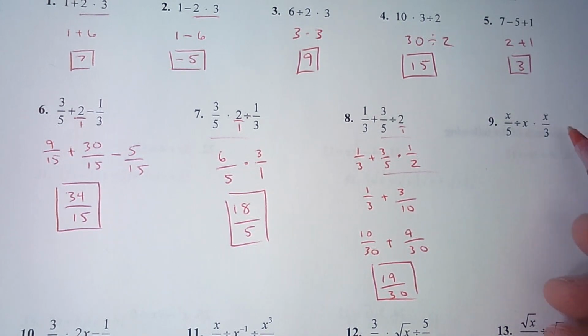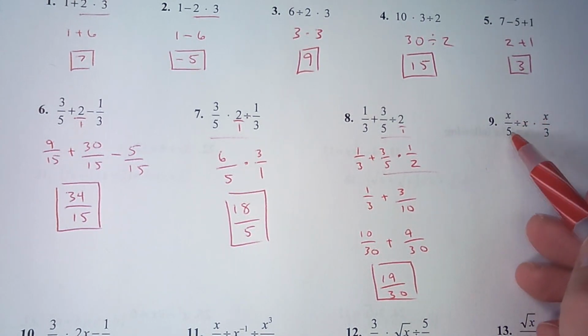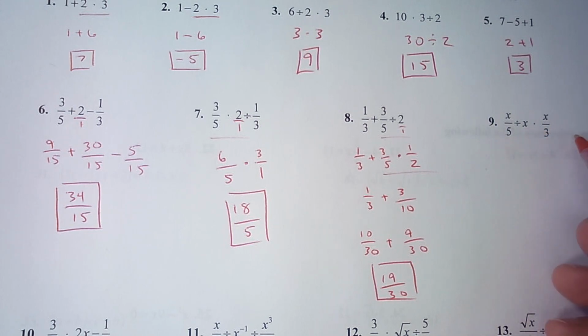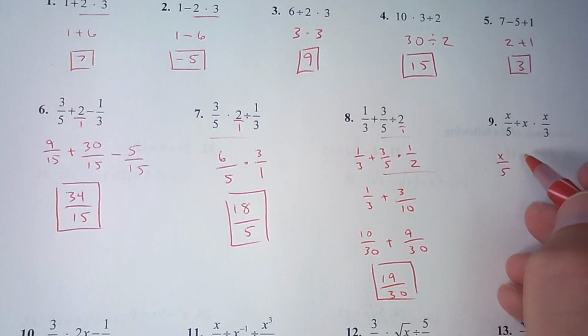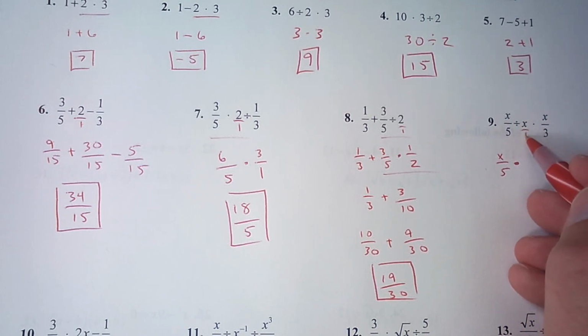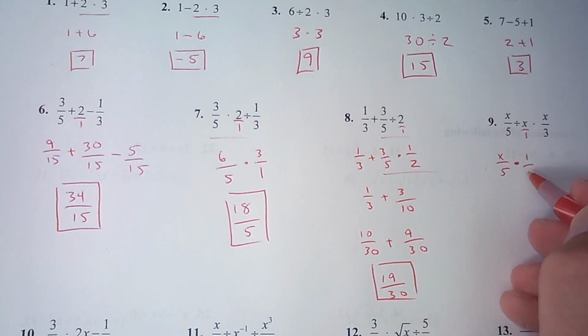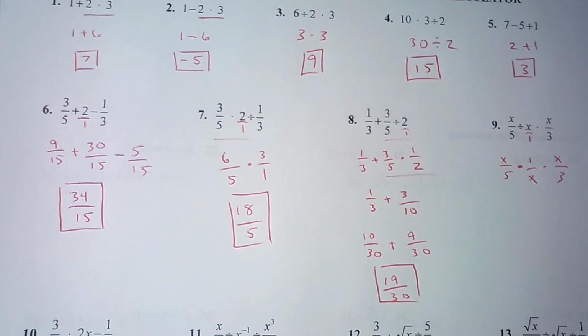Okay, number 9. I've got division and multiplication, so I'm going to go left to right. I've got x over 5, and I'm going to change this dividing to multiplying by the reciprocal. So this is x over 1. Its reciprocal is 1 over x times x over 3.